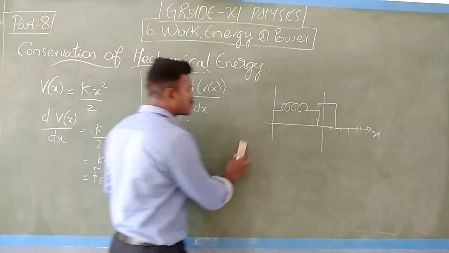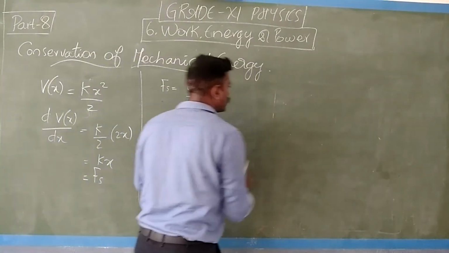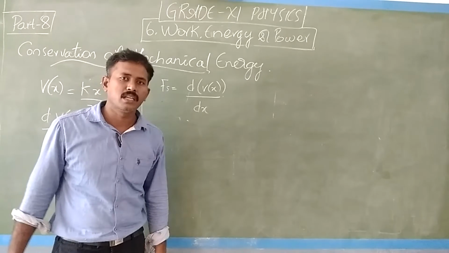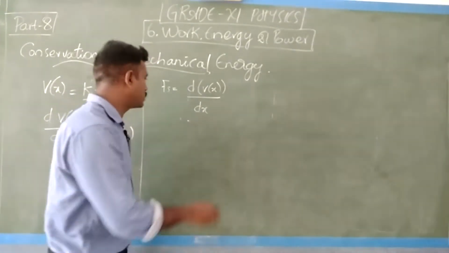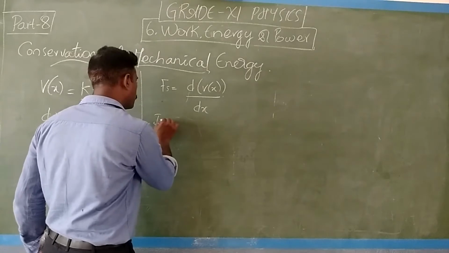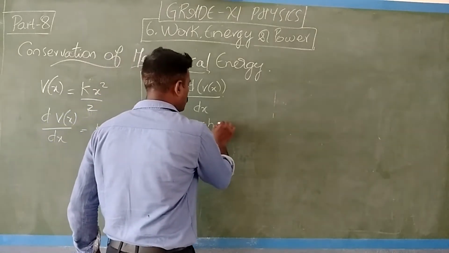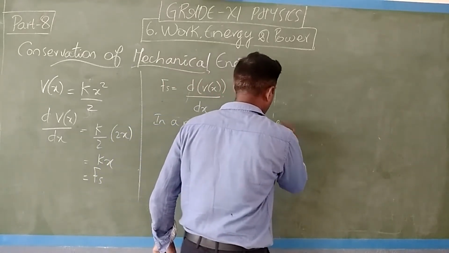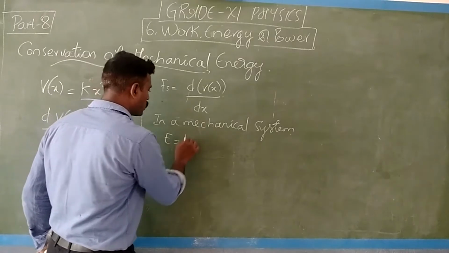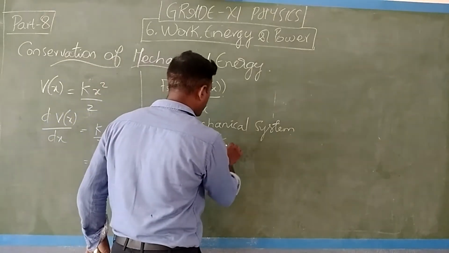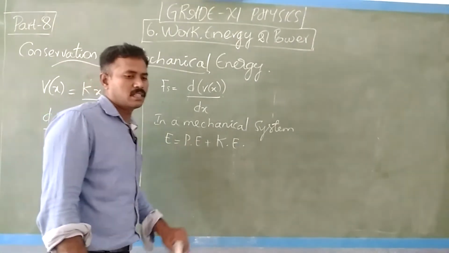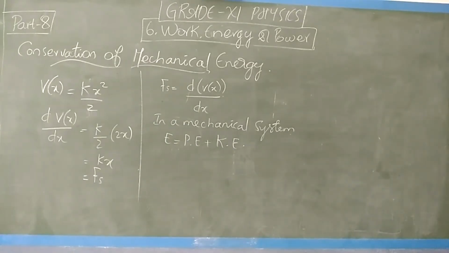So as a mechanical system, what is the energy? In a mechanical system, the energy is conserved. That is, the total energy is equal to the potential energy plus the kinetic energy. Total energy is equal to potential energy plus kinetic energy. Now I will write the expression, you listen. So what is the energy?